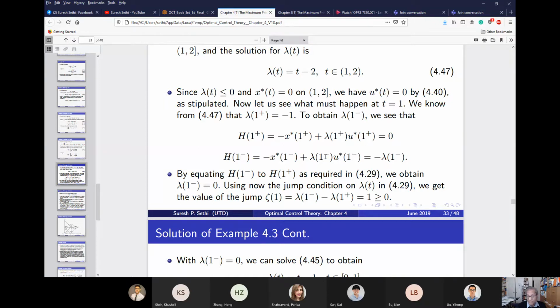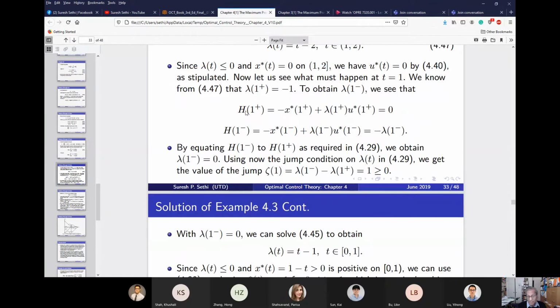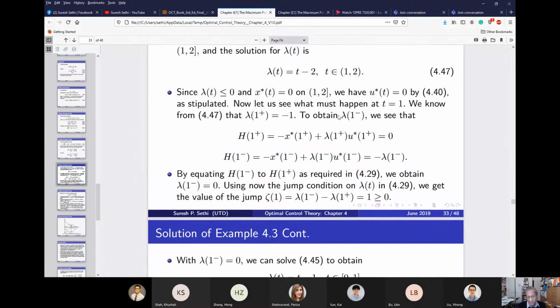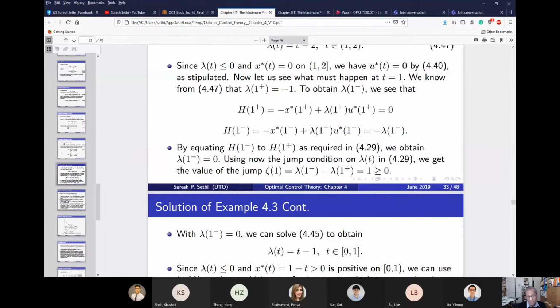So I need to find out a jump. And I have two conditions. One is, well, I have one condition, Hamiltonian condition. So I can write the Hamiltonian at 1 plus, and that gives me minus x star 1 plus lambda 1 plus u star 1 plus. If you put all those values, you can see. I also can get H at 1 minus. And this is the same, x is continuous. Lambda 1 as a u star 1 minus now.